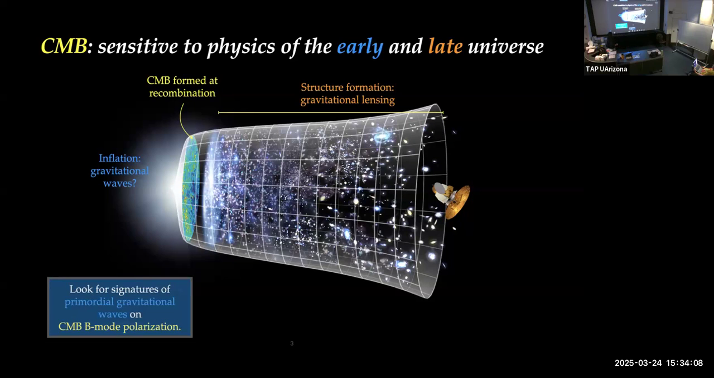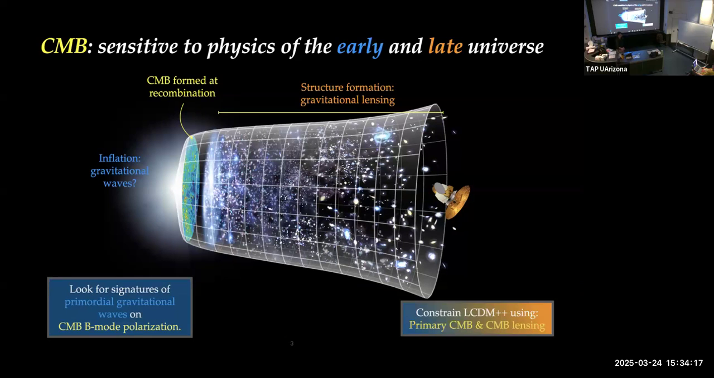So I'm looking for primordial gravitational wave signatures in what we call CMB B modes, which I will explain in a couple of slides. And for late time physics, I look to constrain lambda CDM plus plus models using both the primary CMB and also CMB lensing. Connecting the two is this idea called delensing, removing the lensing signature on the lensed CMB.